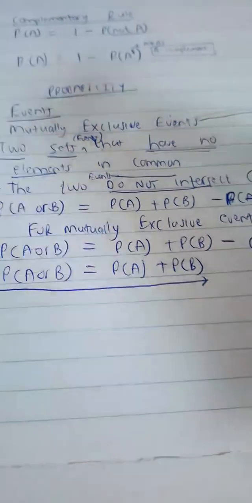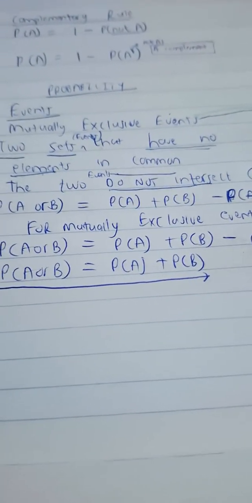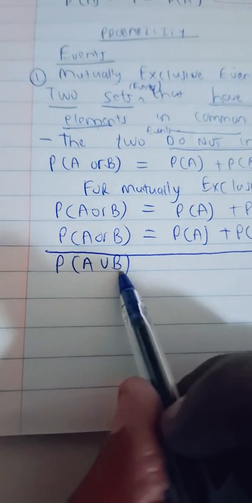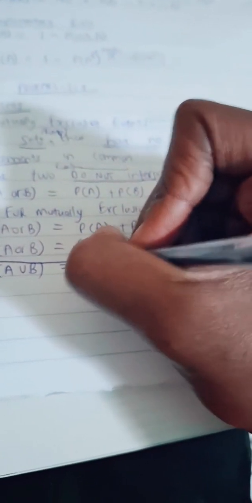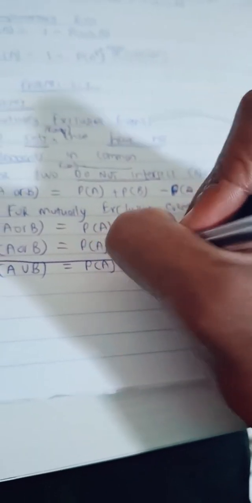Okay, I hope we are feeling this together. All right, then of course we could use our set notation, the alternative notation. Remember, or means the union, equal to P(A) plus P(B).